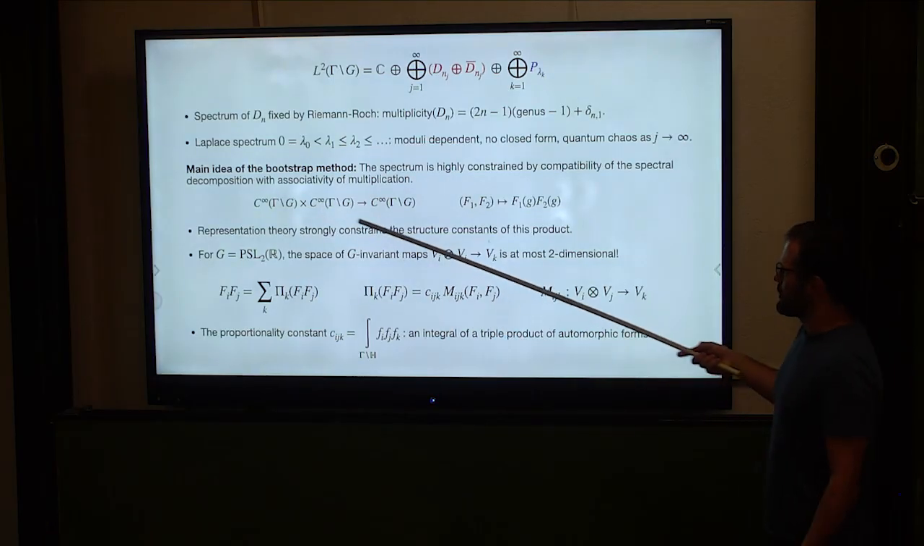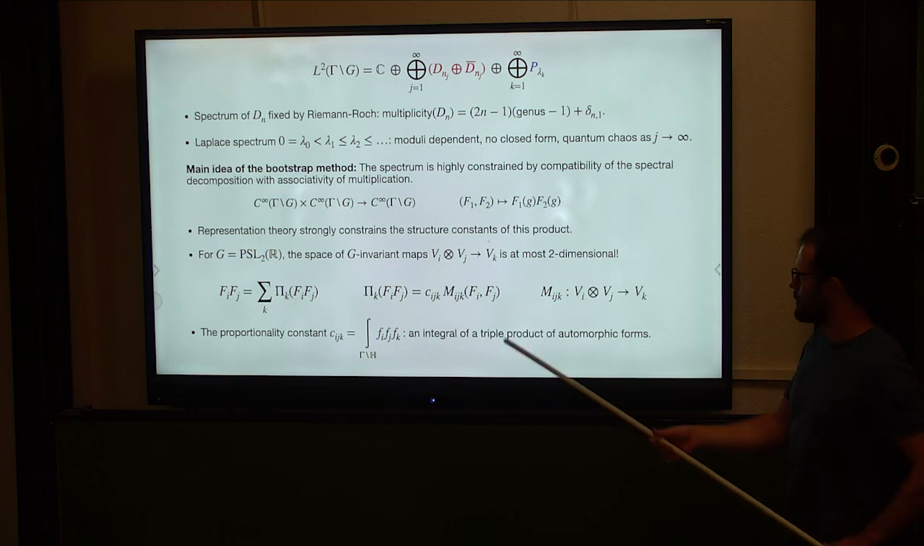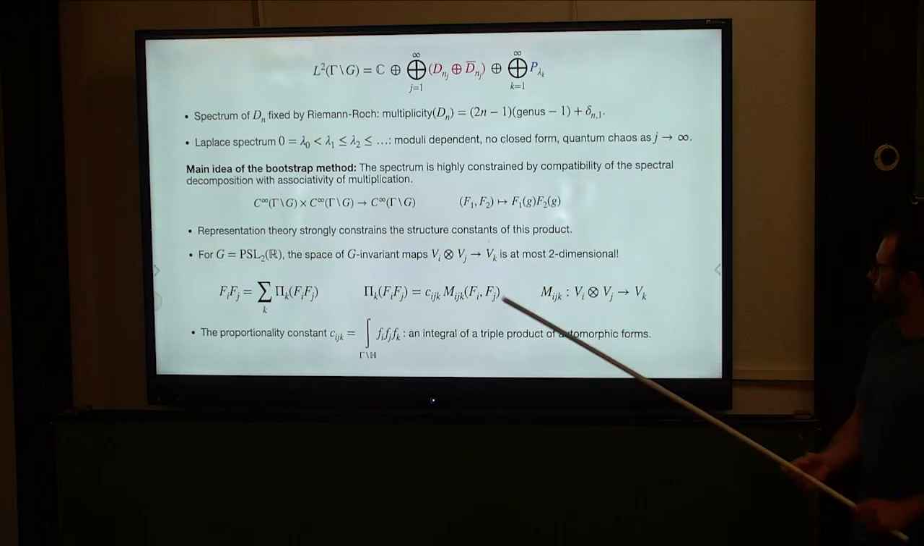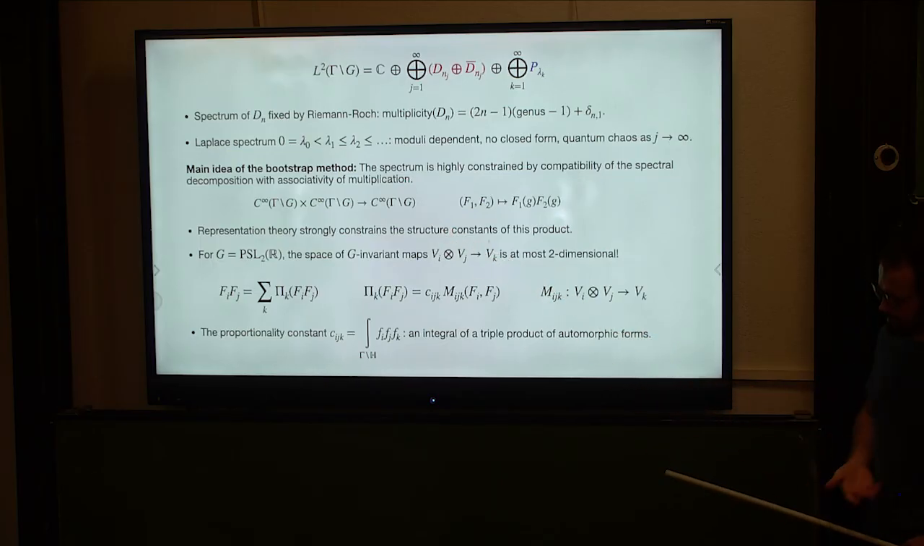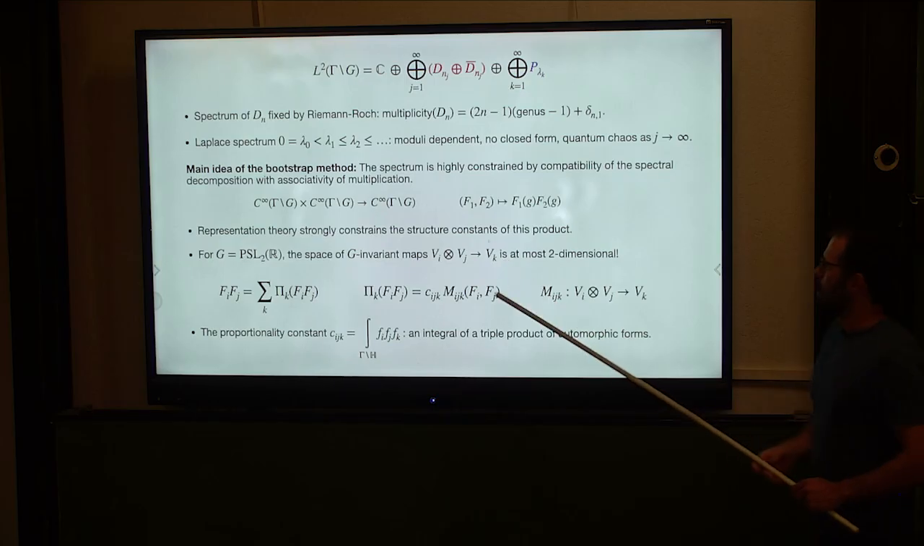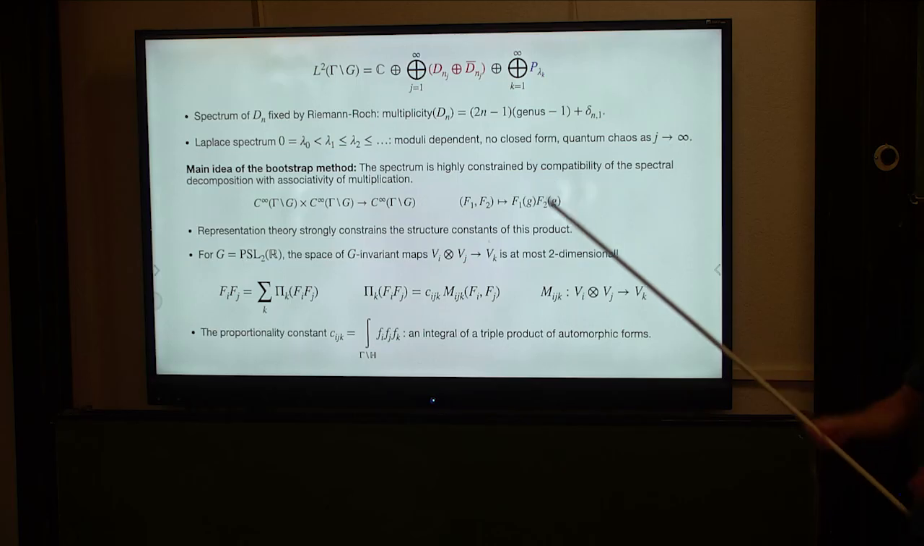And the main idea of this bootstrap method is that the spectrum is not arbitrary. It's highly constrained by additional structure, which is basically the existence of a product: the fact that you can take two functions on the quotient, multiply them together, and decompose the result using the spectral decomposition. And the compatibility of the spectral decomposition with associativity of this multiplication implies rather strong constraints on the possible spectra that can appear in this decomposition.